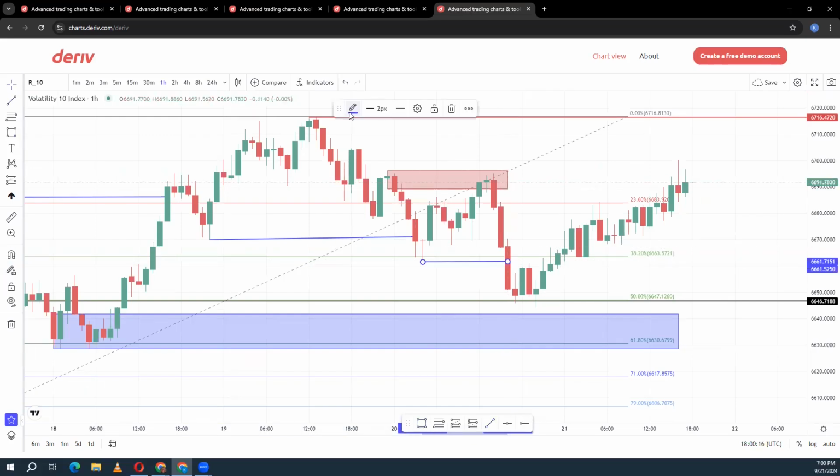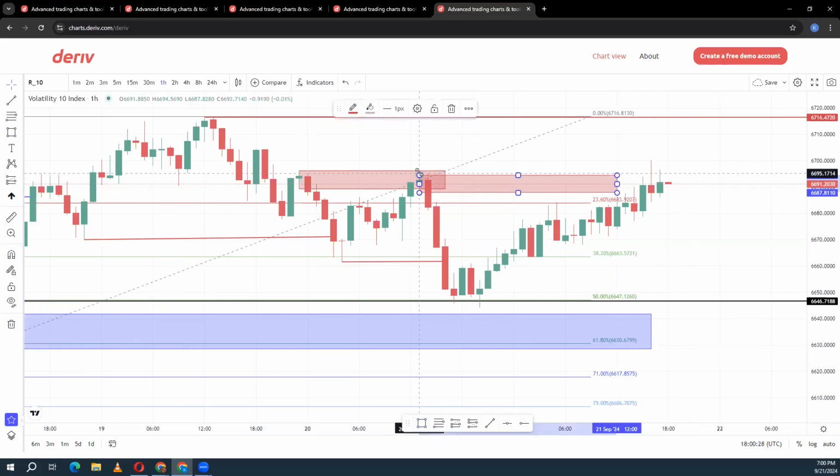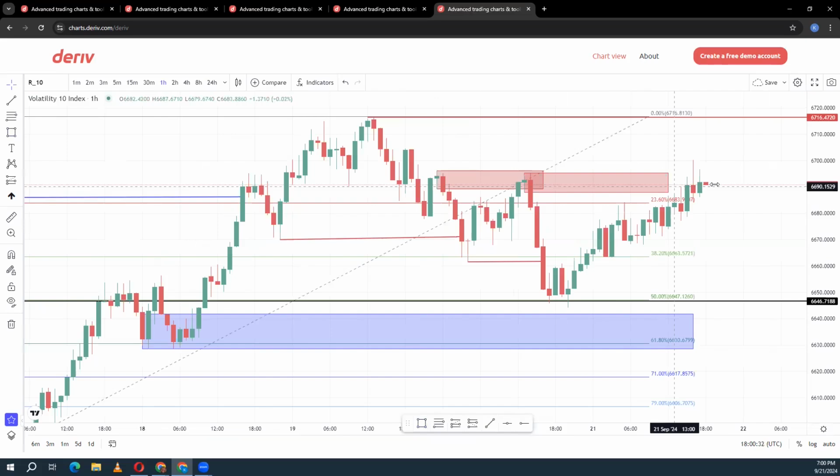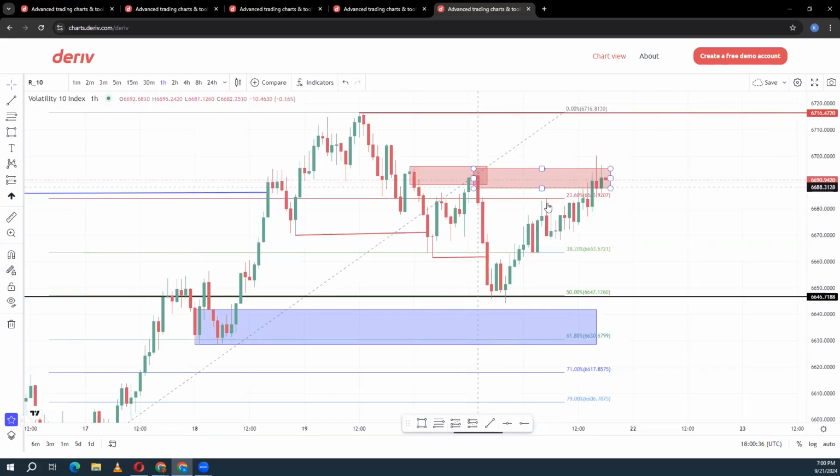Another break of structure, right? After this was respected, that would have given you this, my darling, supply zone. Another area which some people will be waiting for, because it's now like a trend, right? But what did the market do?